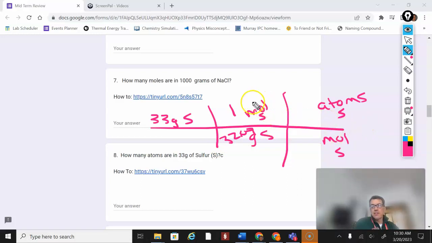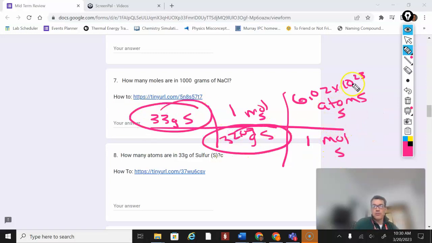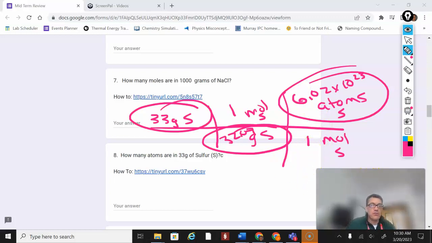And if I need to change my moles into atoms, then I need Avogadro's number, because 1 mole is going to have 6.02 times 10 to the 23rd atoms in it. So I'm going to take 33, divide it by 32.07, multiply it by 6.02 times 10 to the 23rd, and I'm going to get approximately 6.19 times 10 to the 23rd atoms.